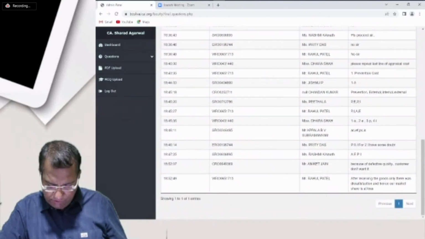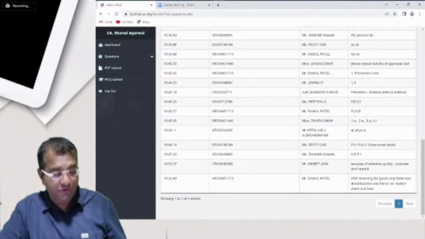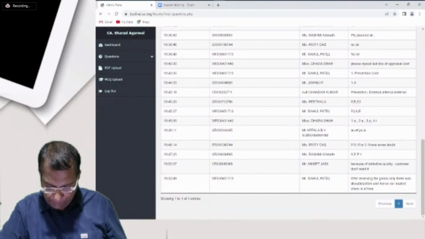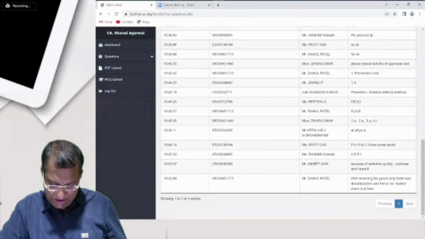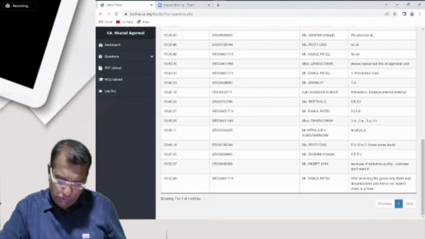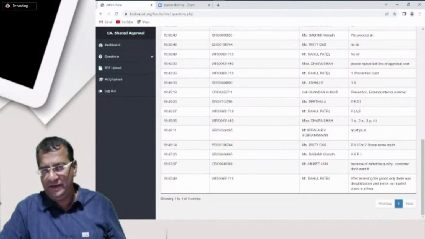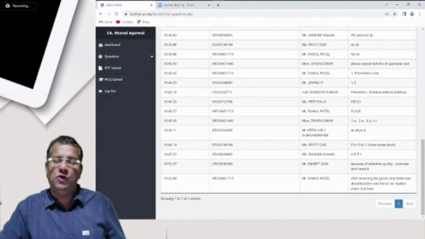Because Aniket has answered: because of defective quality, the customer doesn't want it. Okay. Rahul Patel: after receiving the goods, there was dissatisfaction and hence our market share was lost. Okay beta, both the logic are correct. I will tell you the logic in my own words.